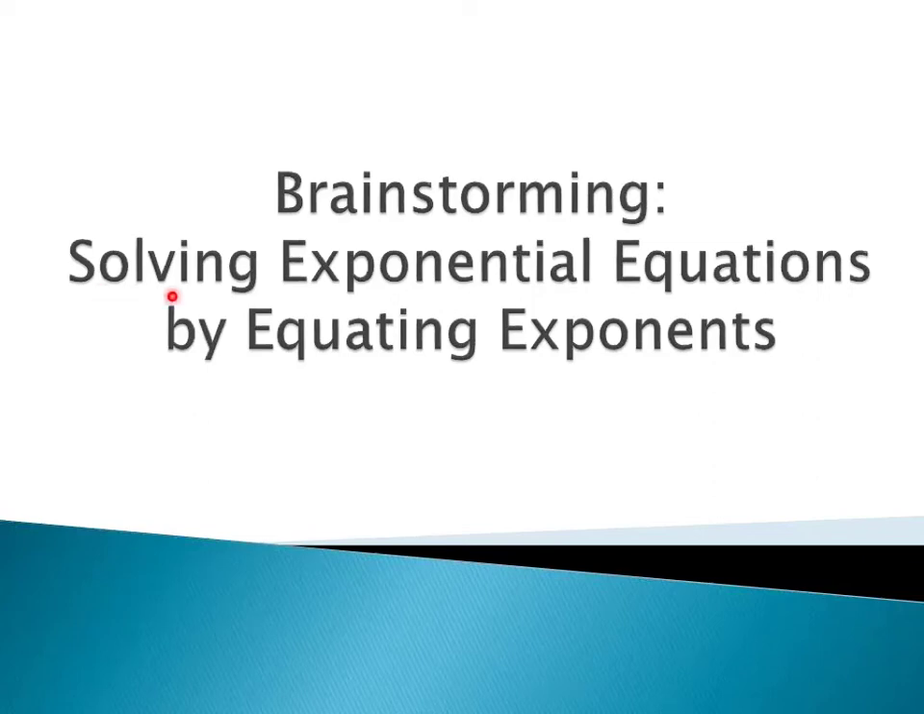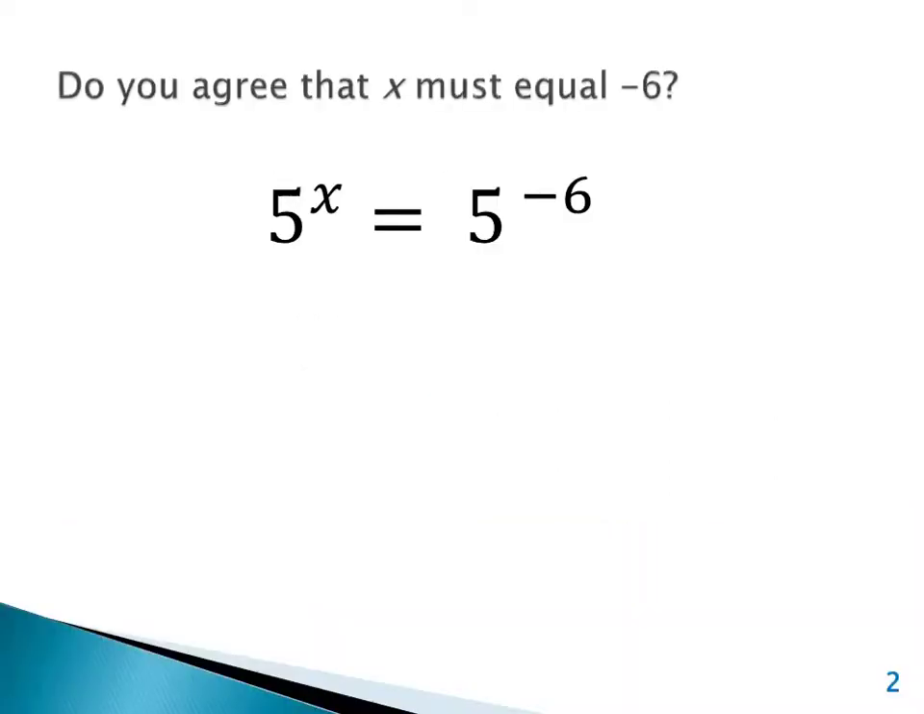Let's take a look at solving exponential equations by equating exponents. First, do you agree that if the bases on both sides of this equation are 5, then x must be -6? If x is anything else other than -6, then this would not be equal to each other. So therefore, x is -6.